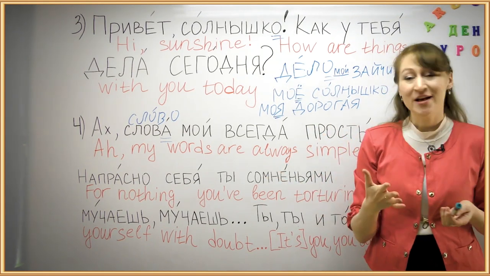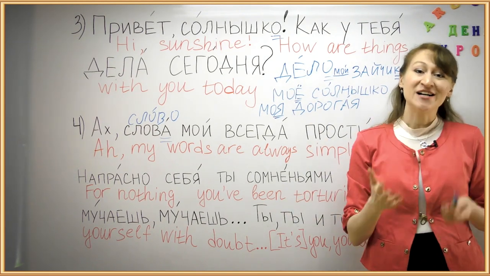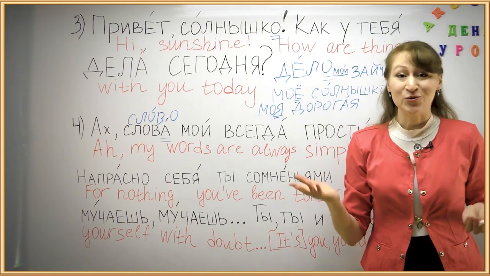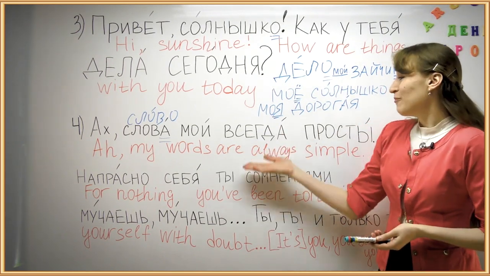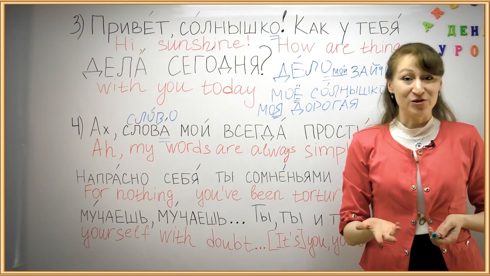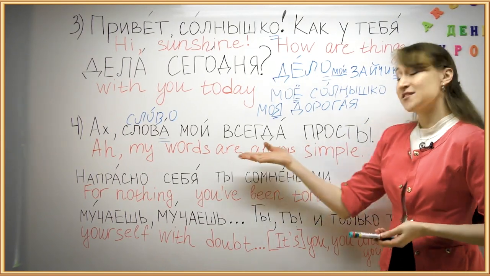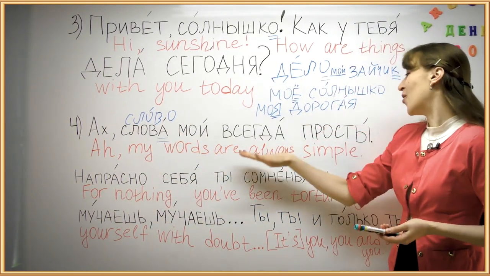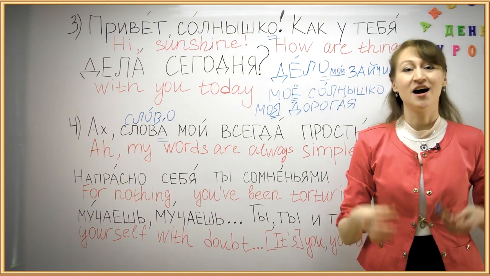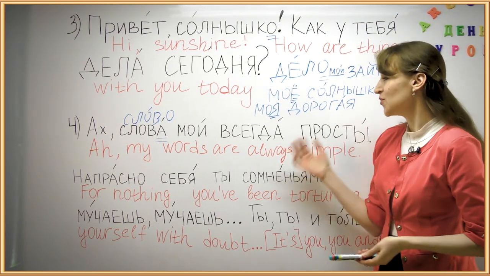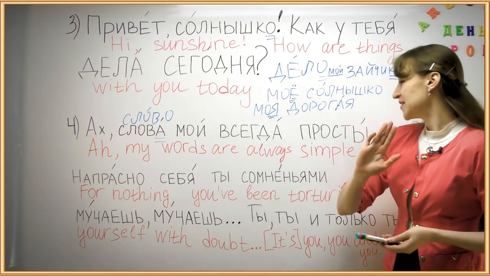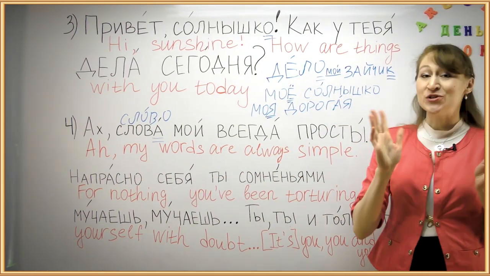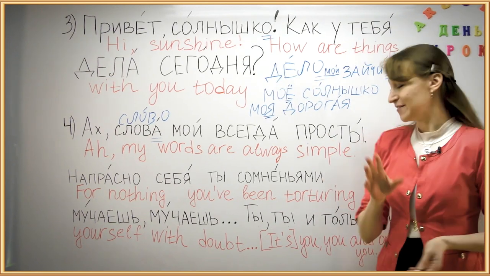She tries to calm him and says, "Well, darling, don't worry. I love you, but I love music too. This is my life. But you are also very important to me. And I'm always honest with you." That's why she says my words are always simple or straightforward. I'm always straightforward with you. And you've been torturing yourself with doubt for nothing. So you don't need to do it because everything's fine.